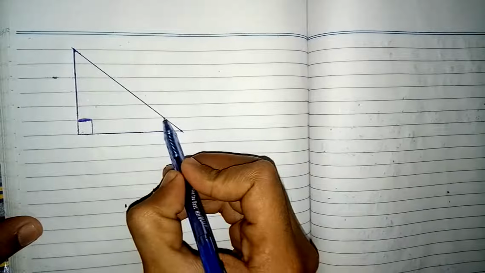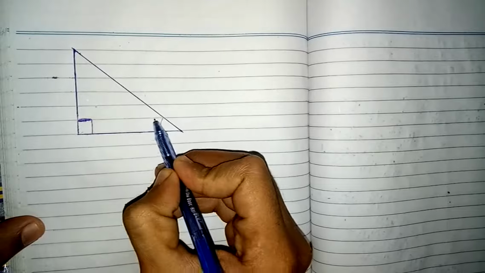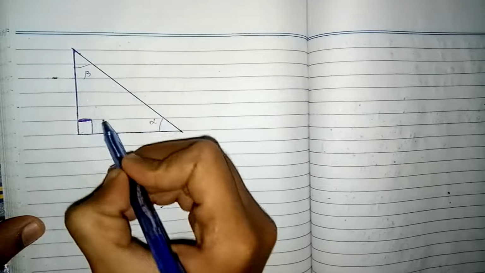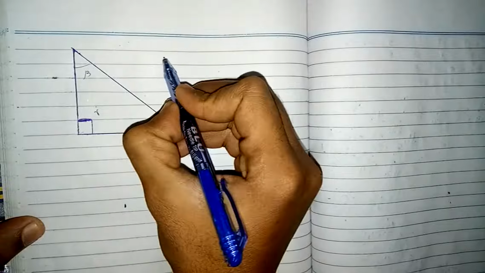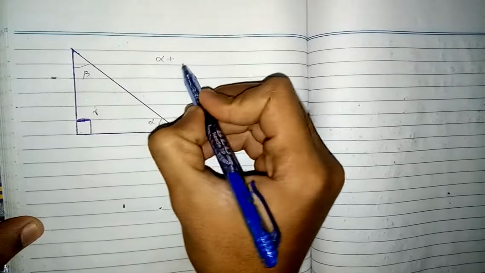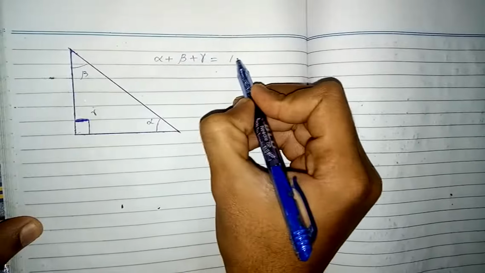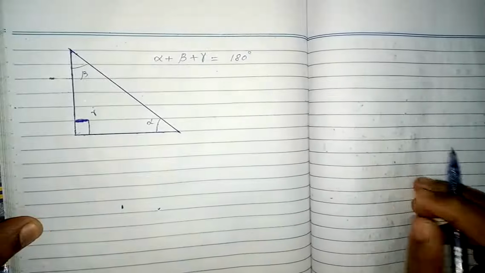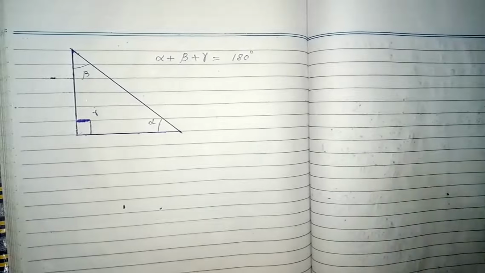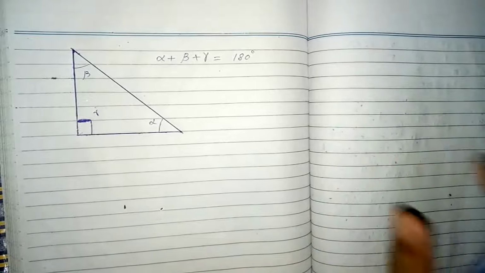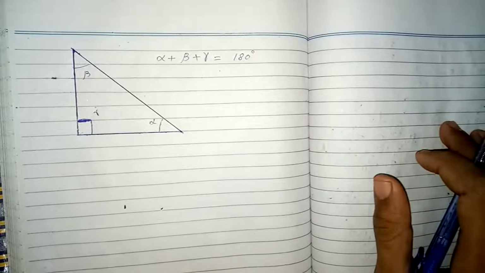Means if it is alpha, if it is angle beta, and it is gamma, then the summation of alpha plus beta plus gamma will always be 180 degrees. Otherwise, if the summation is not 180 degrees, then the figure will never be a geometric triangle. It will never be a triangle.